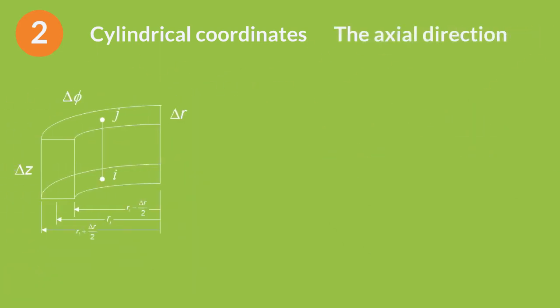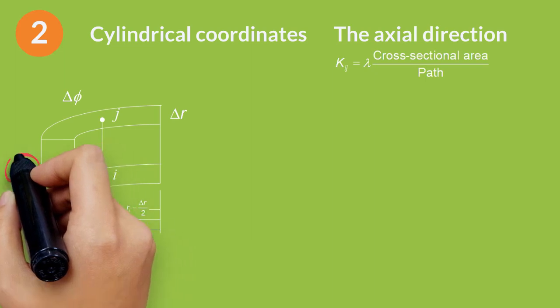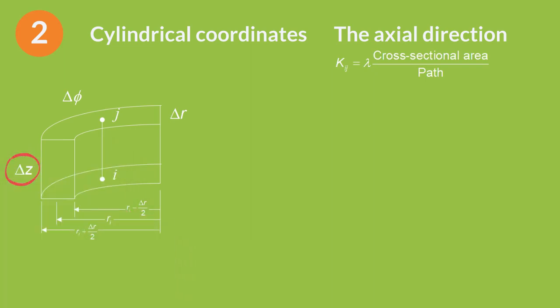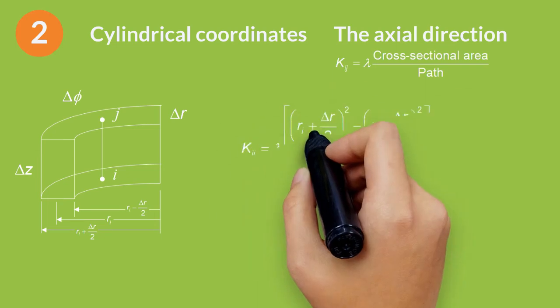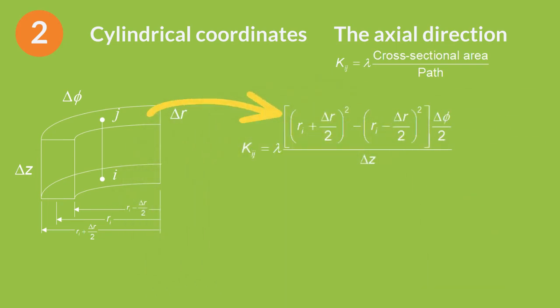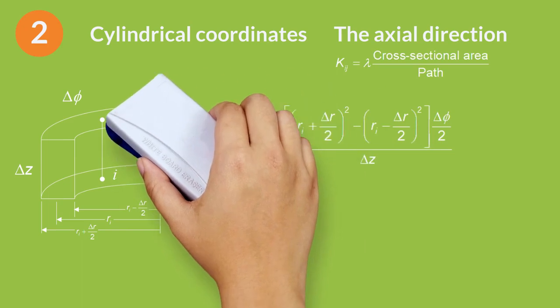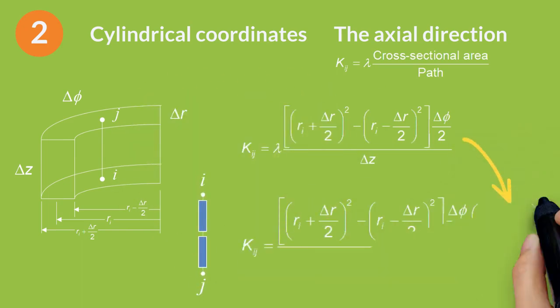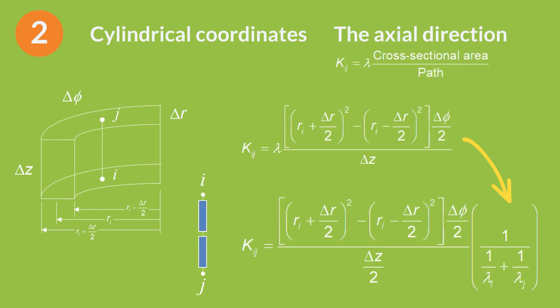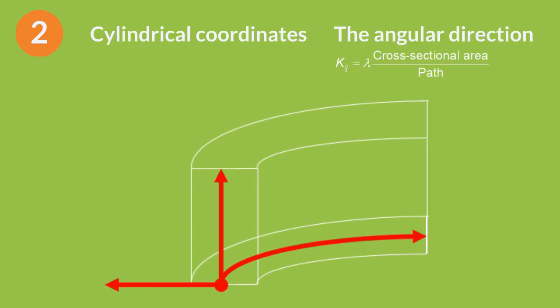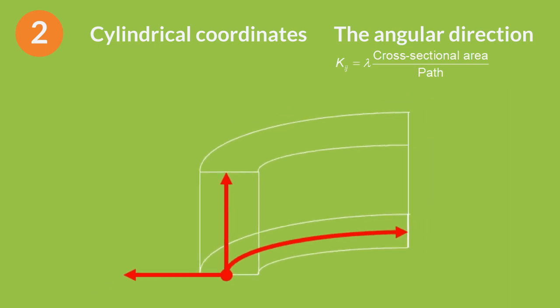The axial direction. Let us start with the axial direction, analyzing what are the cross-section and the path. The path is delta z, the distance between nodes in the axial direction. The cross-sectional area in the direction of heat conduction is an annulus fragment. Remember that if there is a change in thermal conductivity, you have to calculate two thermal resistances in series. Remember that the hypothesis of the energy balance methods is that conduction transfer occurs exclusively through lanes that are oriented in the direction of axes.